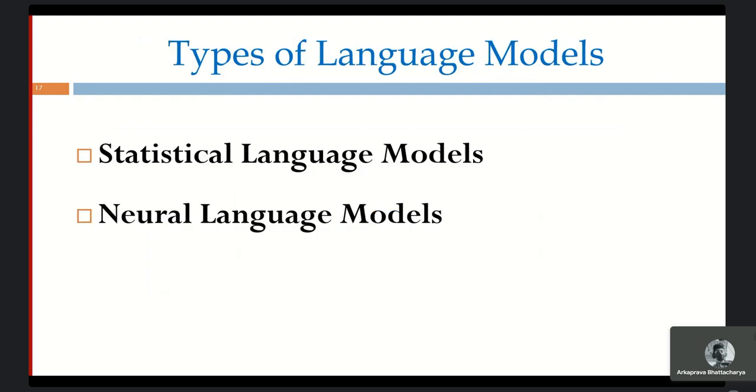So there are different types of language models. One is statistical language models and the other is neural language models. In the morning, you were introduced to some of the neural language models. So I will be going through the statistical language models, and I'll make you understand how they work. These are the base for any neural language model. So you need to understand the statistical language models first in order to get into neural language models.